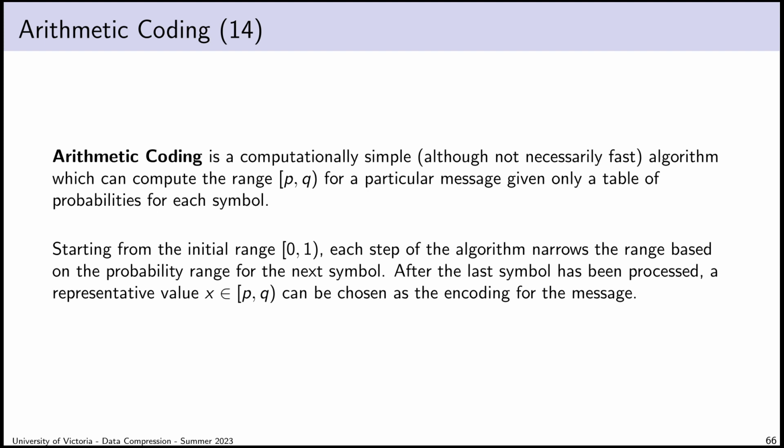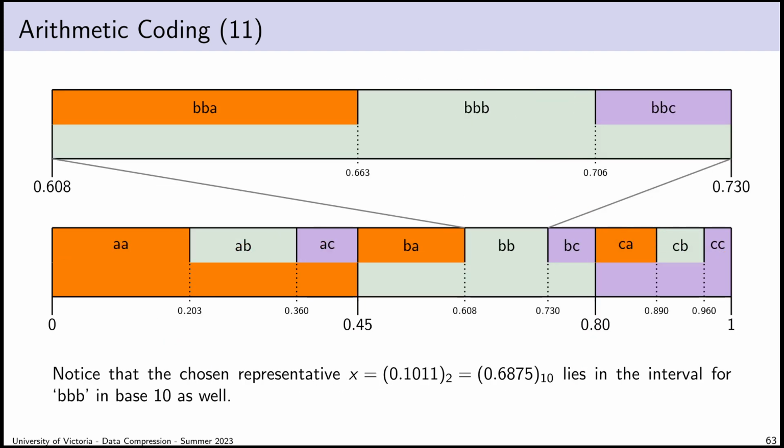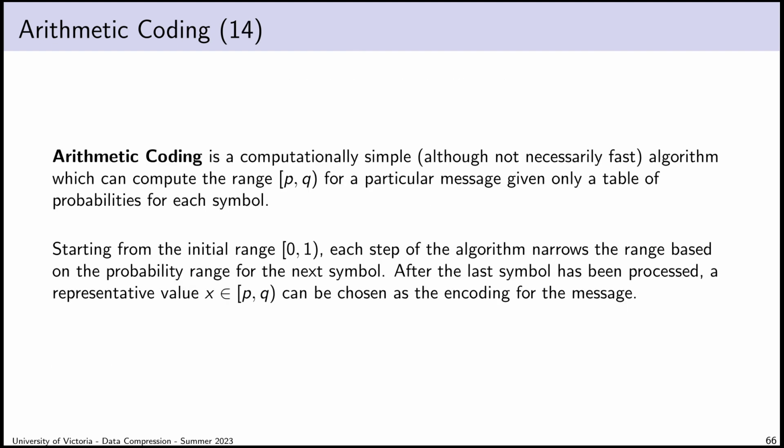It is a computationally simple algorithm that, once you give it the probability table for each single symbol, can compute the probability range of a particular message. So you give it the table for the symbol, and you tell it, my message is BBB, and it computes the range 0.663 to 0.706. And it computes that relatively conveniently. And then you can go through that range and choose a representative to send to the decompressor.